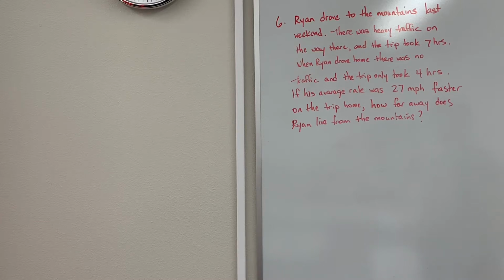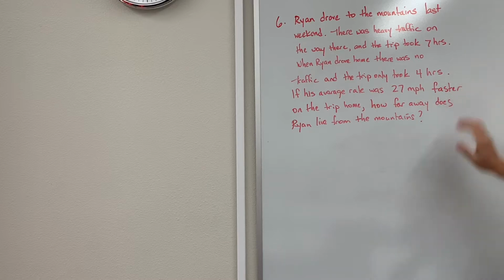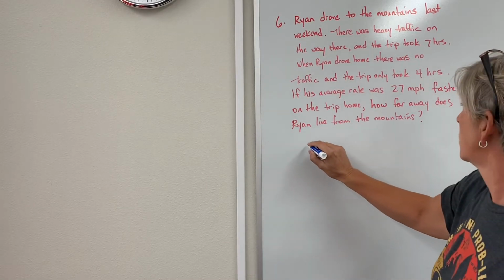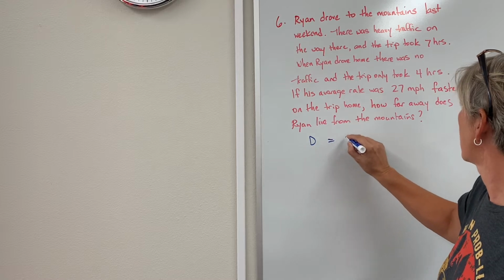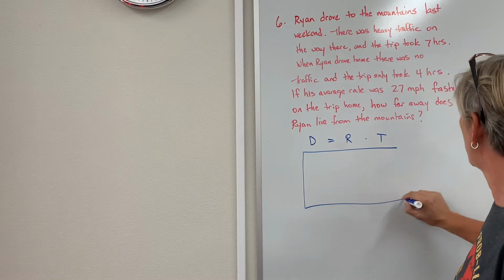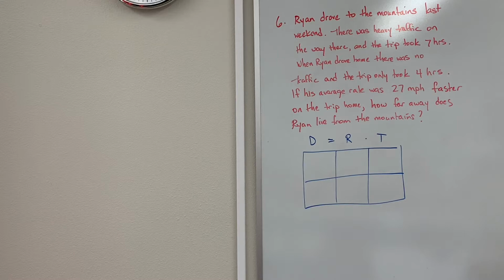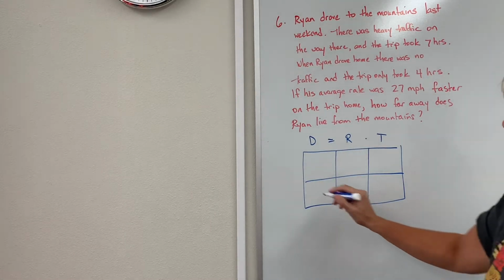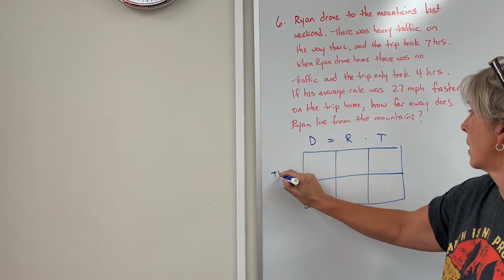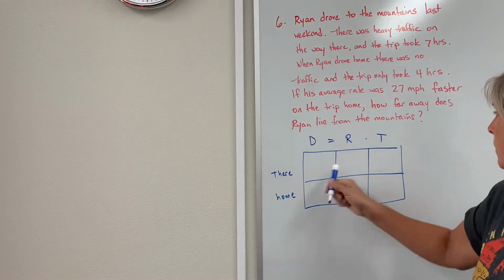from the mountains? So the first thing that I recommend is to try to identify what kind of question this is. Obviously we're talking about distances and rates and time, so this is a distance, rate, time question. So what I like to do is, if you write the formula, distance equals rate times time, and then create a box for the two different travel events. So the first travel event was going there, and then the second one was coming home. And then we just fill in the boxes.